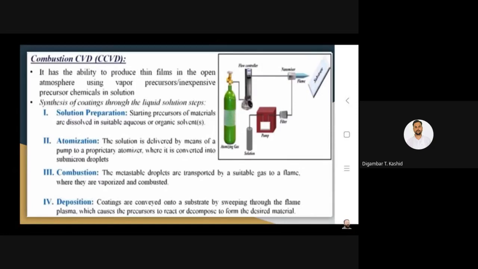In the meantime we are using a certain kind of filter, because there may be some impurities, a certain amount of humidity, or water molecules that can be absorbed directly, so that the solution in a dry form goes directly to the nebulizer. Here in this particular case we are doing the atomization. What is atomization, or the atomizing gas? The solution is delivered by means of a pump to a proprietary atomizer where it is converted into submicron droplets.